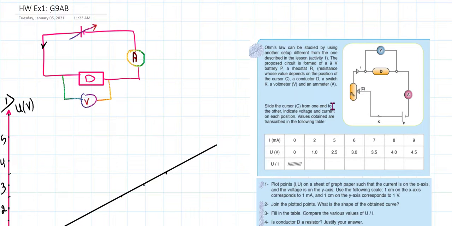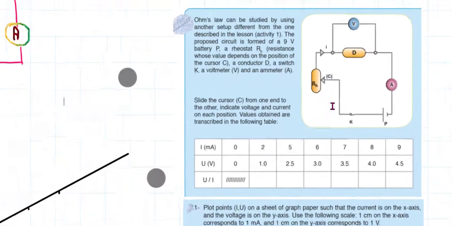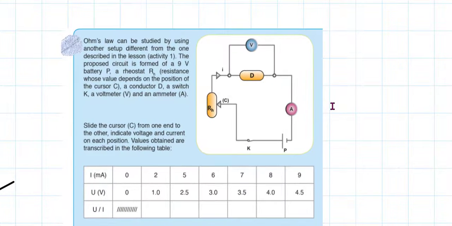Hi there, in this short tutorial I'll try to explain the homework which is in chapter number 6, Ohm's law. We have a circuit. In this circuit we have a load D that we'll be studying in the upcoming parts. We have a rheostat, an ammeter measuring the current, and a voltmeter measuring the voltage across this load.